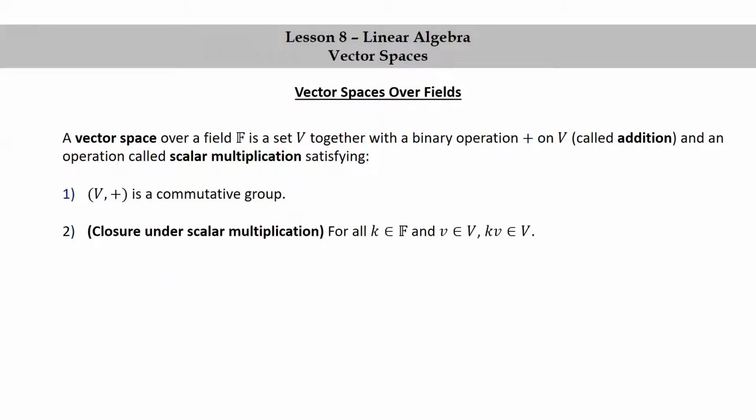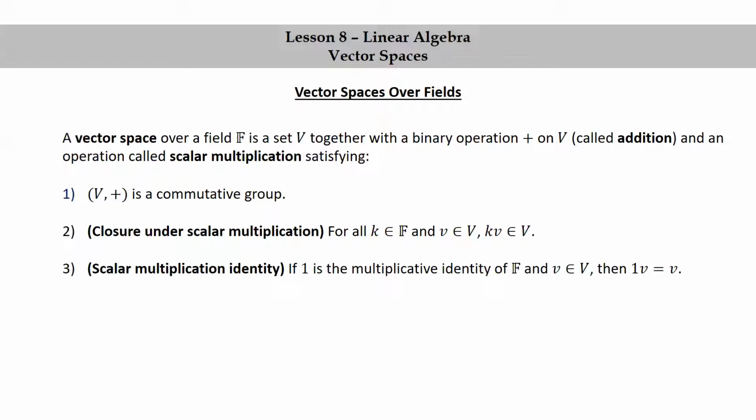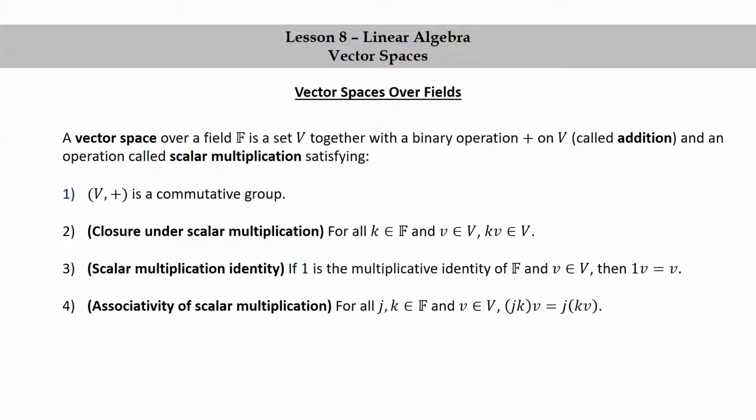The second property is that we have closure under scalar multiplication. So for all k in F and v in V, k times v is in V. When we take an element k in the field F, we call k a scalar. Third, scalar multiplication identity. If 1 is the multiplicative identity of F and v is in V, then 1 times v is equal to v.